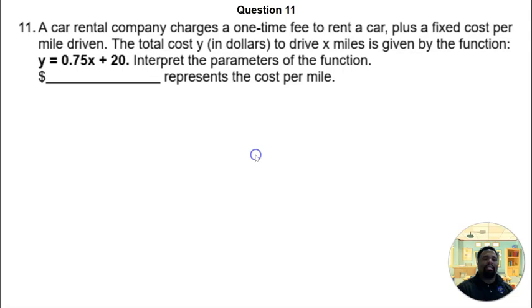All right. Let's look at number 11 here. A car rental company charges a one-time fee. This is a similar question, but look at the difference. Now we're looking at the cost per mile. We're not looking at the one-time fee, we're looking at cost per mile. So if 20 was the one-time fee, the cost per mile, which is your rate of change, would be 0.75. So 0.75 or 75 cents would be the cost per mile, which is your rate of change.